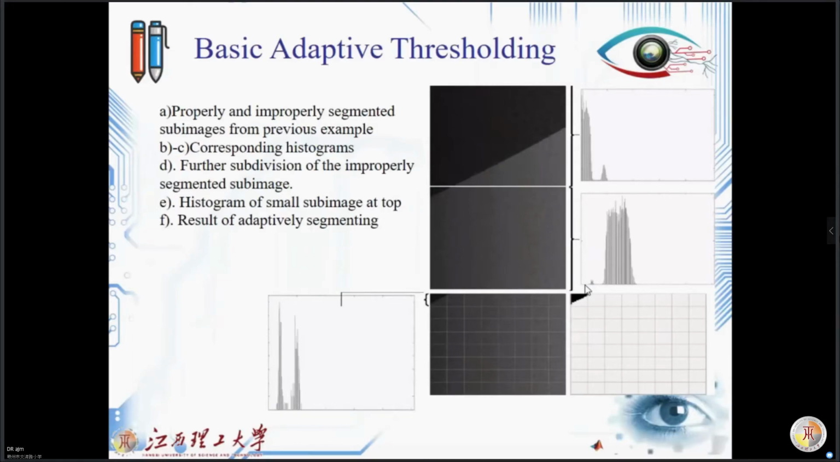Again, here is another example with adaptive thresholding and the histogram, which is probably of the improperly segmented sub-image from the previous example. Figures B and C show the corresponding histogram of each image, and further subdivision of the improperly segmented sub-image, and finally the histogram of some small part of the image as the result of segmenting, you will see.